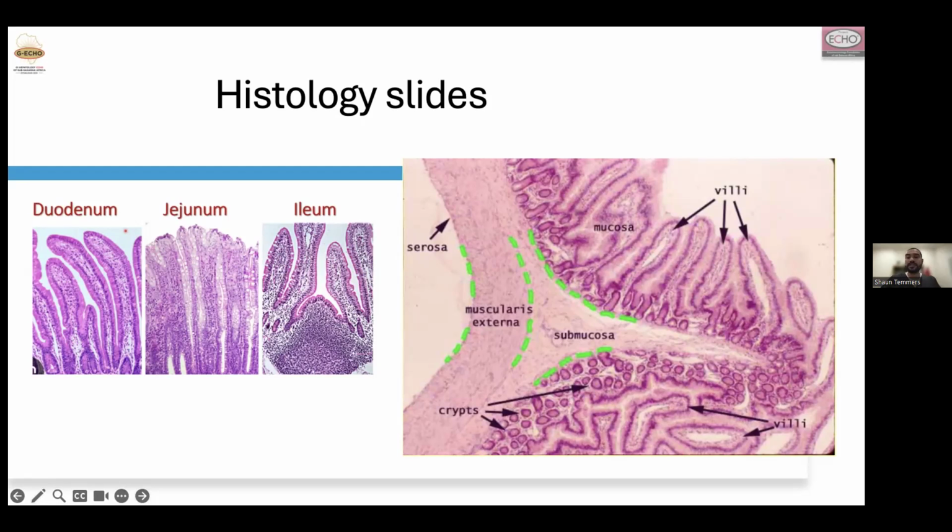The image to the right just gives you a closer representation at a high power field of the close relationship between the four layers of the intestine.